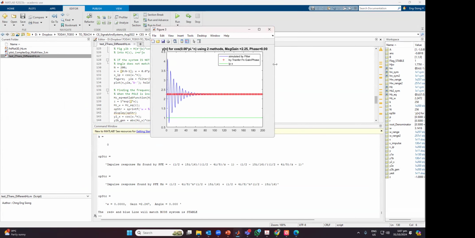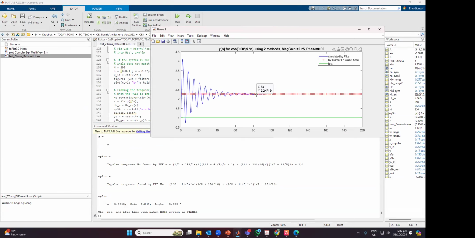See, nice, huh? After about 100 samples, it's going to flat. The red is the steady state response. The blue is the transient plus the steady state response, the general response. The green is the input.